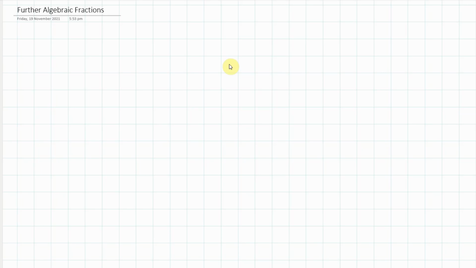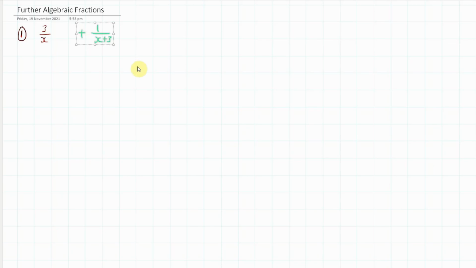So here's my first example. It's not from the textbook. Let's say we had something like 3 over x plus 1 over x plus 3. And you've been told perhaps that you need to write it as a single fraction. So what we're actually going to do is some cross multiplication. I'm just going to move this along to show you what actually happens.